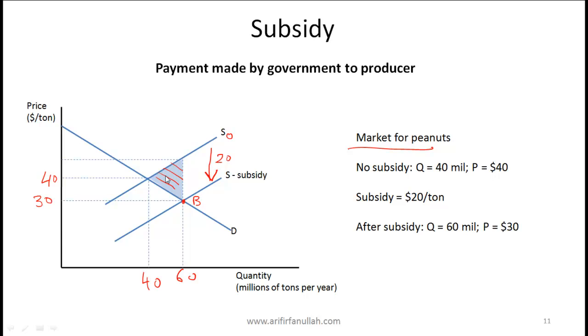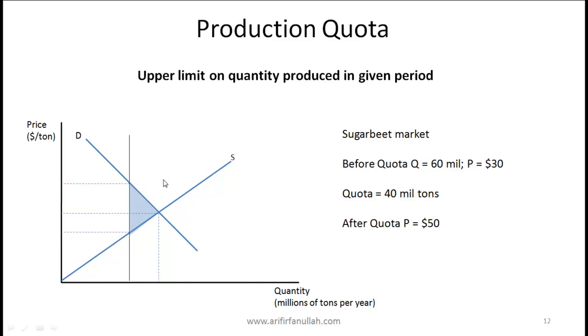The fourth form, and just as a quick recap, we have so far talked about price ceilings and price floors. So those were caps above the equilibrium and below the equilibrium. We talked about the subsidy, which created a quantity greater than the equilibrium. Now the fourth and final item which creates an inefficiency is a production quota.